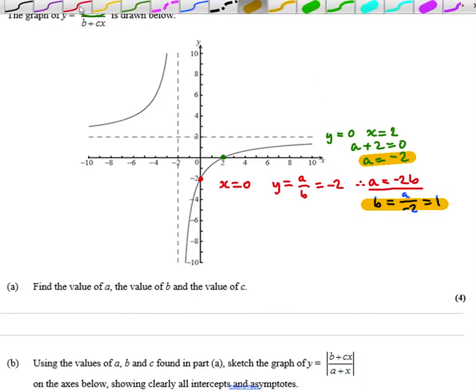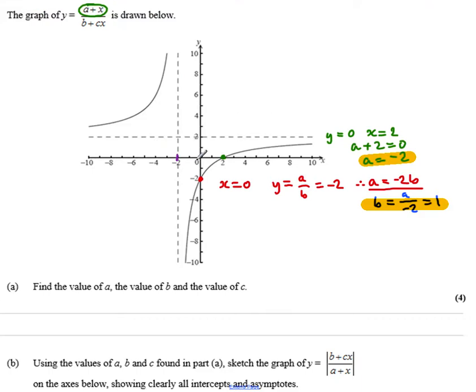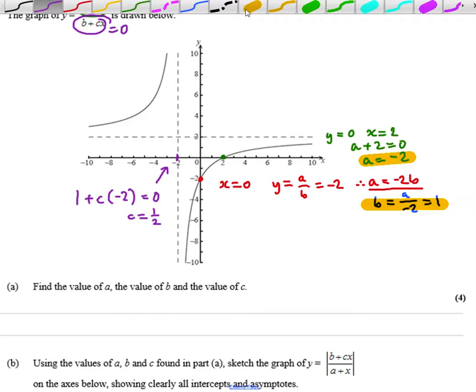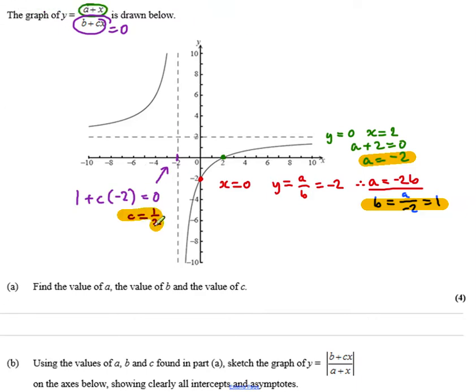Let's take a look at the asymptote now. Now, this asymptote occurs when x is equal to minus 2. And when x equals minus 2, clearly the bottom must be equal to 0 when you've got the asymptote. So, b, which is 1, plus c times minus 2 equals 0. And that gives us an expression for c. If we rearrange this, we get c is equal to 1/2. And that is the third thing. Turns out we've not had to use the horizontal asymptote, but that's fine.